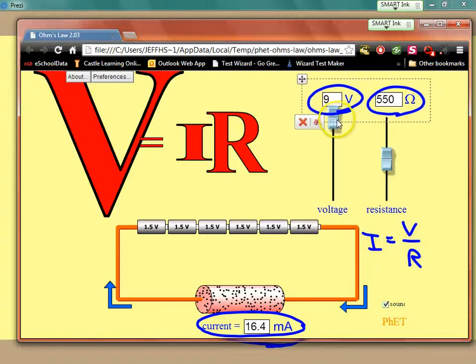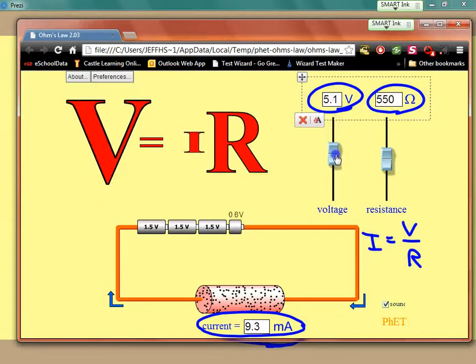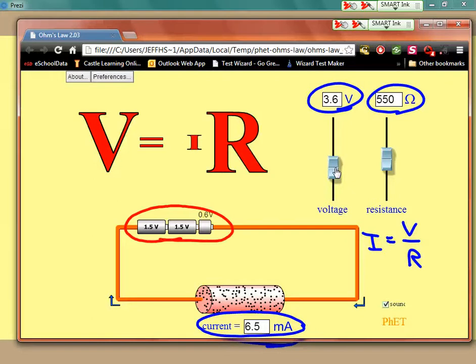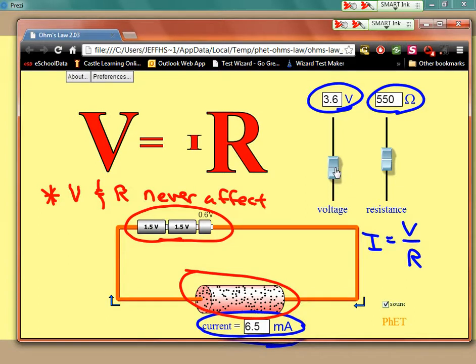So if I decrease the voltage, of course, I'm decreasing the level of current. The most important thing to note, however: did the level of voltage, the potential difference, have any effect on the level of resistance? In other words, does the number of batteries affect the resistor? Well, obviously not, because they are two separate entities within the circuit. But it's important to write that down, okay? So the voltage and the resistance never affect each other.